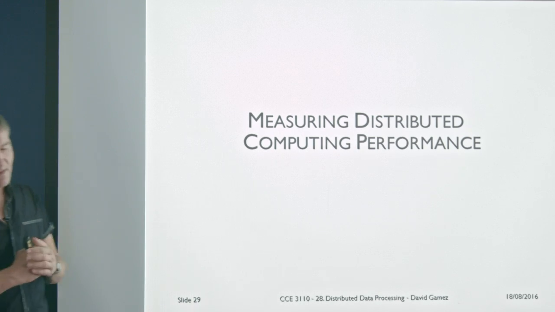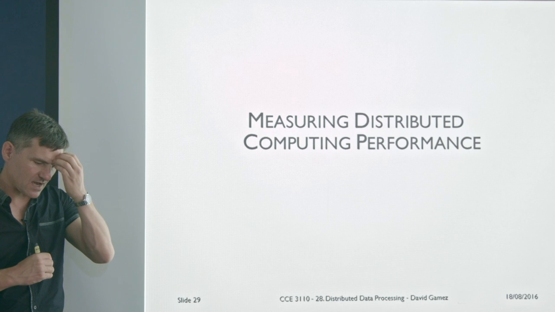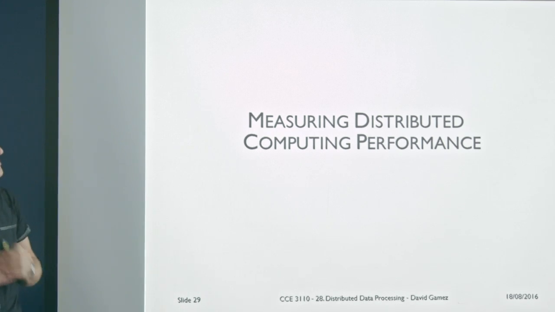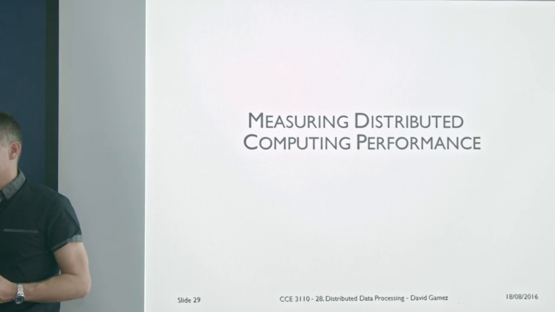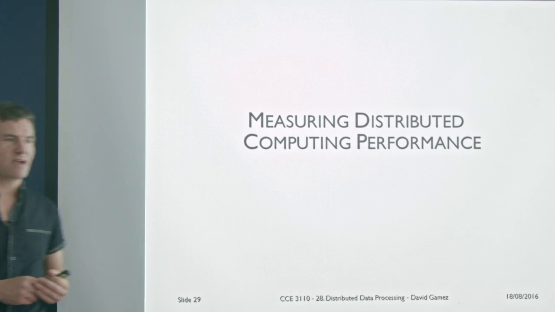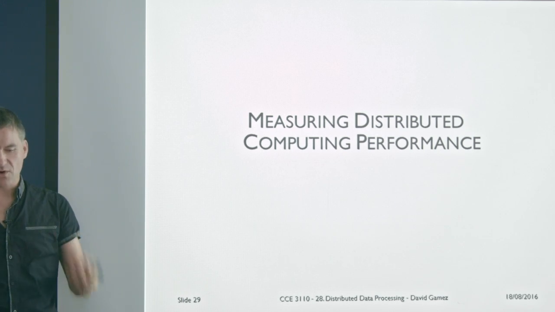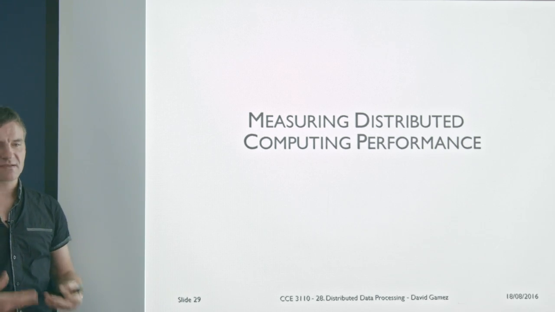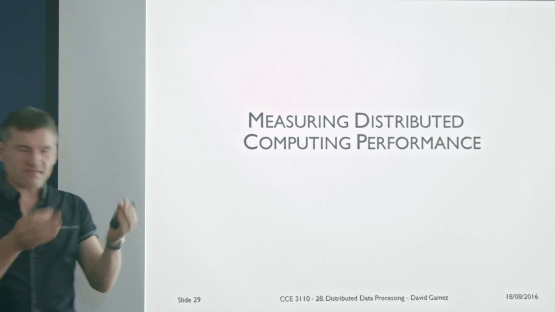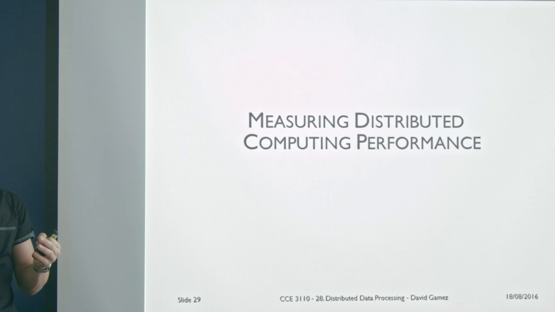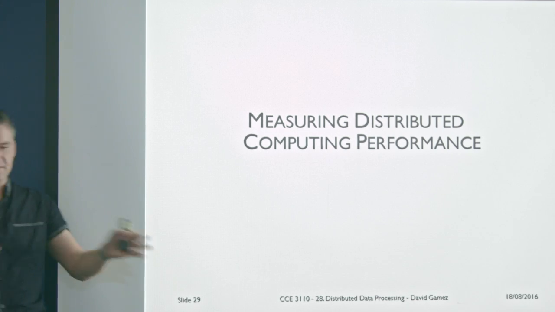And now we're going to talk a little bit about how we measure distributed computing performance. Because the big problem with distributed computing is that you need to be pretty sure that your job is going to run a lot faster. It's quite a lot of mental effort and time, and it's quite a tricky problem distributing a computation across lots of different CPUs.